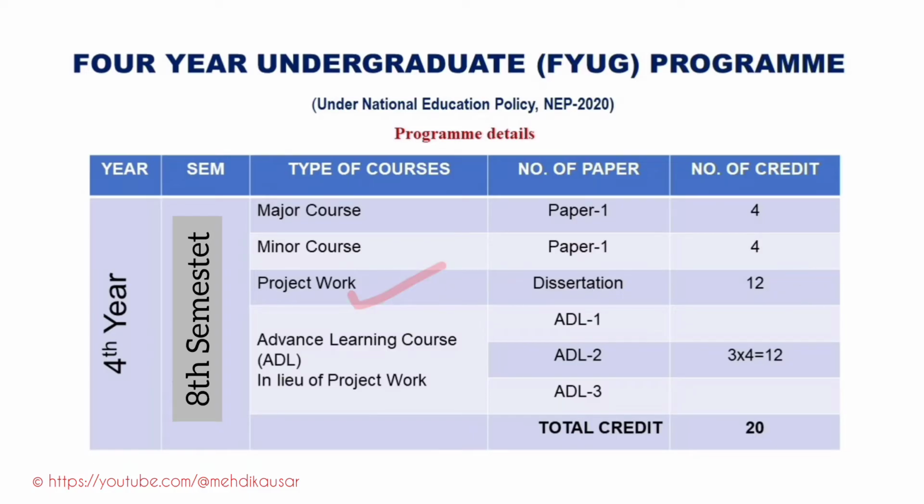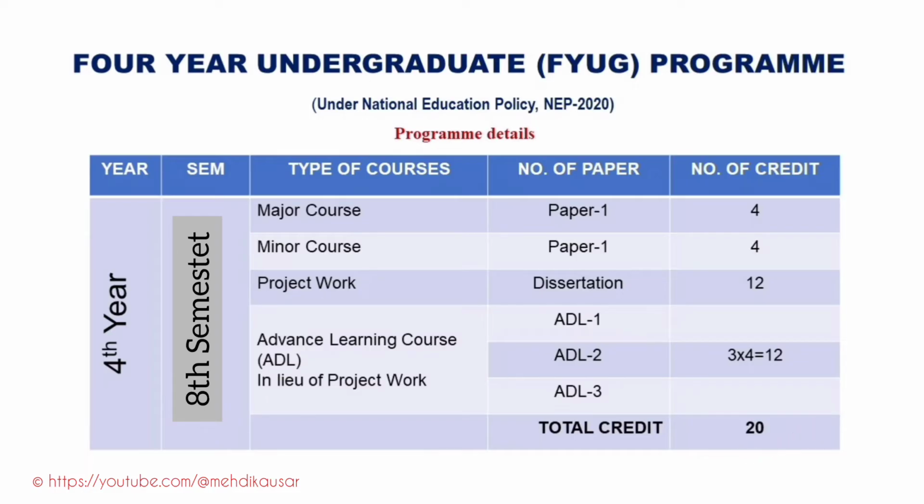The students who are interested in research can take the project work. Otherwise, you may opt for 3 papers from Advanced Learning (ADL) course of your major subject, each having 3 credits. So, in total you have 20 credits in the last semester as well.